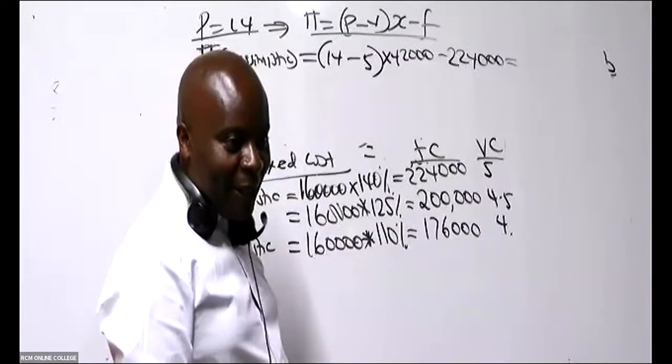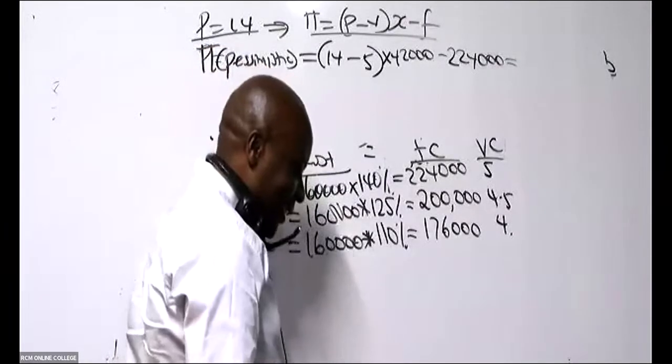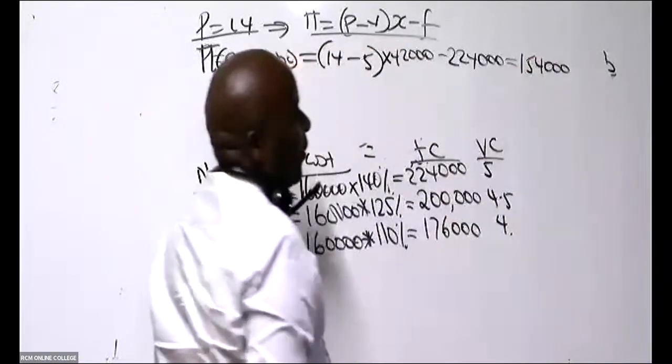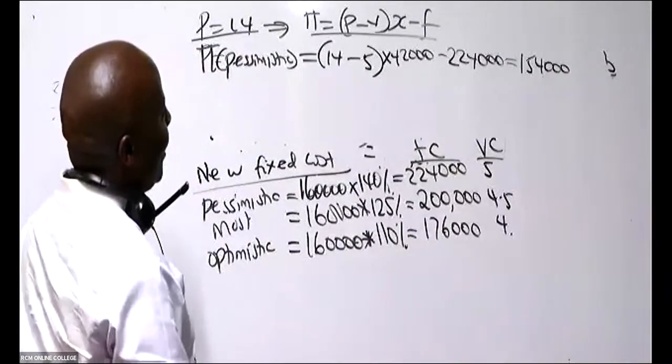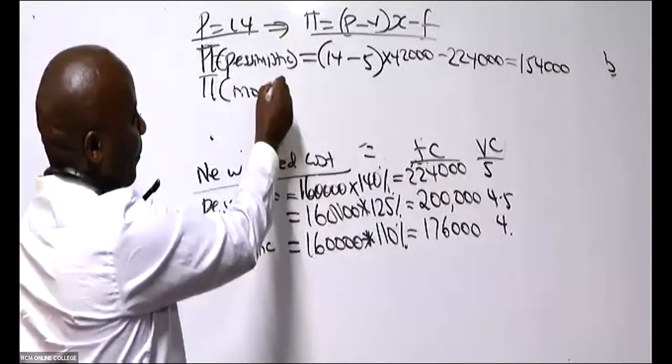You're doing it now, so you must be very fast. That's very good. 154,000. Then go ahead and give us profit, most likely.